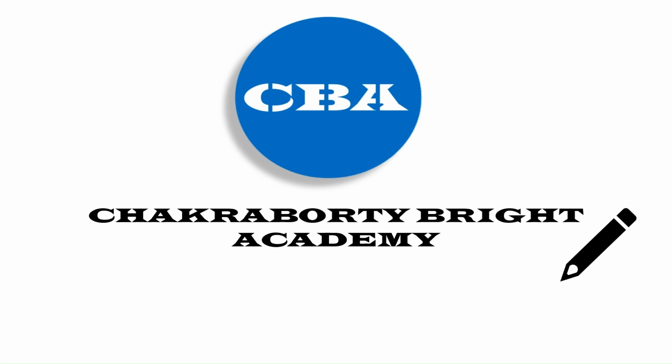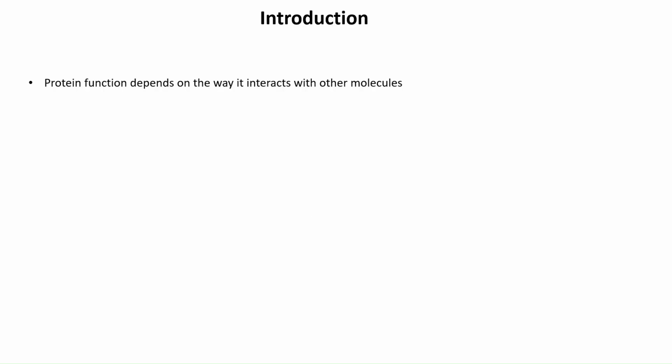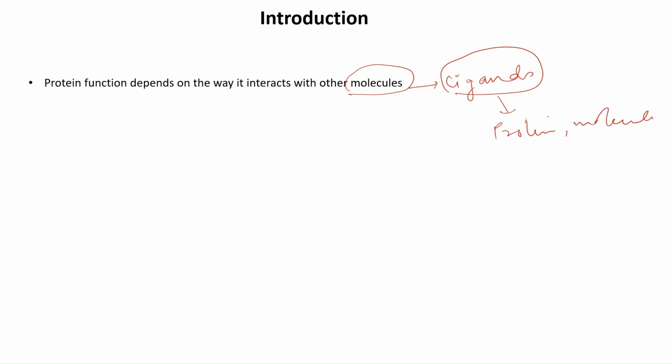Hello friends, today we are going to study protein function, and we're going to study the function of a protein by binding to a ligand. First of all, protein function depends on the way it interacts with other molecules. These other molecules are known as ligands, and these ligands can be another protein or any other molecules. Such protein-protein interaction is very important for a biological system.